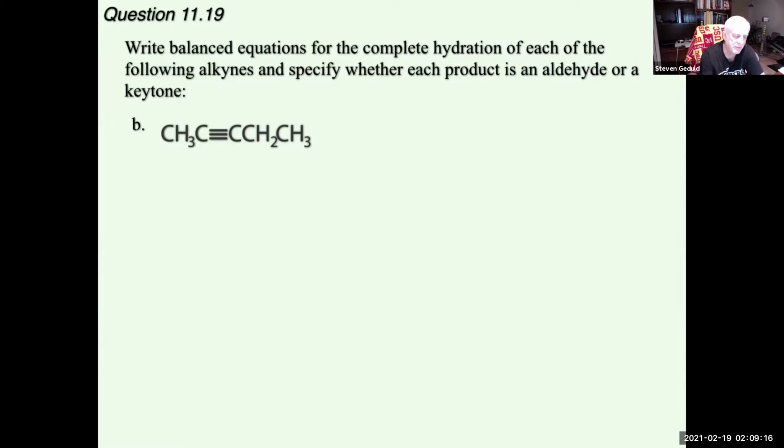Okay, same thing again. You're doing a hydration reaction. Hydration means plus H2O, and you want to know if it forms an aldehyde or a ketone. So here's our triple bond. We're going to open up this triple bond. On one side we're going to add OH, and on the other side, we're going to add hydrogen. There's our H2O, or OH and hydrogen. So two different products.